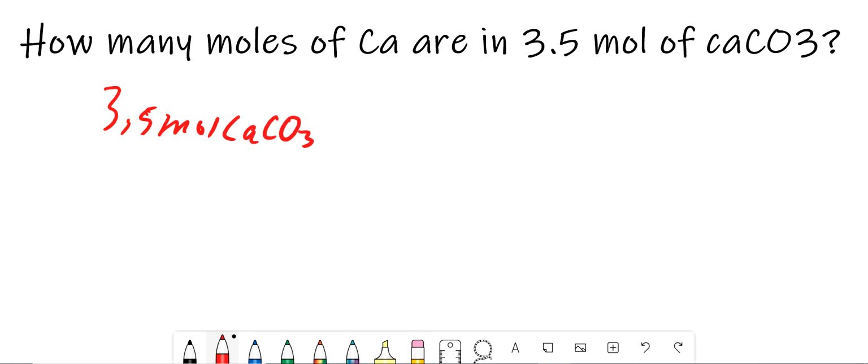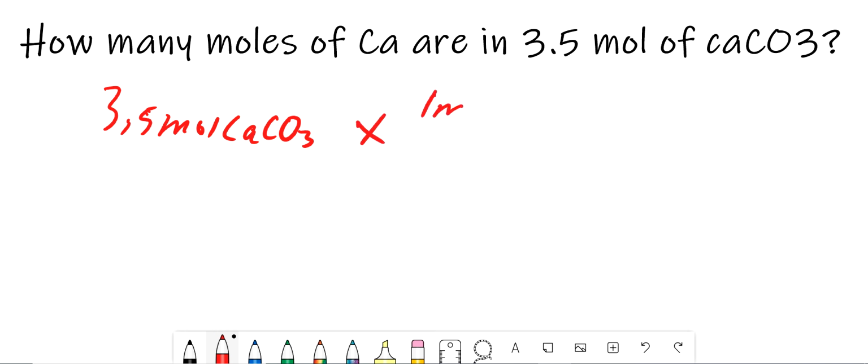One thing that you have to bear in mind is that in this compound, calcium carbonate, there is only one atom of calcium. So that means in 1 mole of calcium carbonate we have only 1 mole of calcium, and we are going to use that as our conversion factor. If it was carbon, it was still going to be the same, but if it was oxygen, it was going to be a different case. But in this case we are asked only for calcium, so I'm going to use that conversion factor.